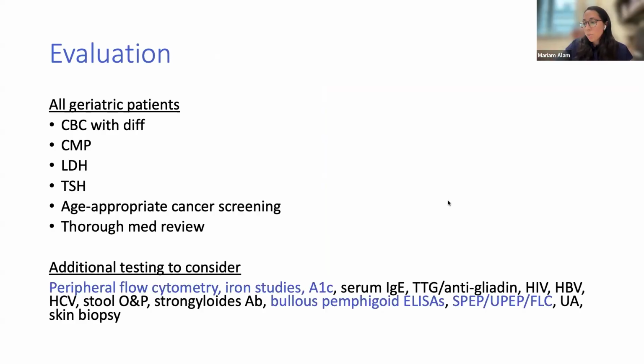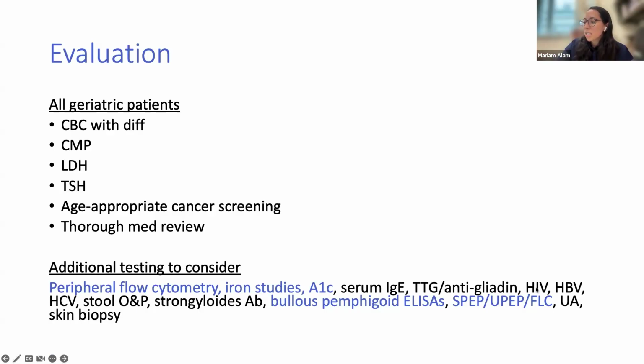I would say in the geriatric population, these are probably the ones I focus on. So bullous pemphigoid ELISAs, SPEP, UPEP, and free light chains. I will often do a peripheral flow cytometry because of this question of cutaneous T-cell lymphoma, and theoretically an underlying systemic lymphoma as well. And then iron studies and A1C, I think are pretty easy to do. Most of these patients will require an A1C just for monitoring anyways. And then iron studies, if we can replete their iron and that takes care of it, great. That's pretty low hanging fruit. I don't tend to do a lot of this other workup.